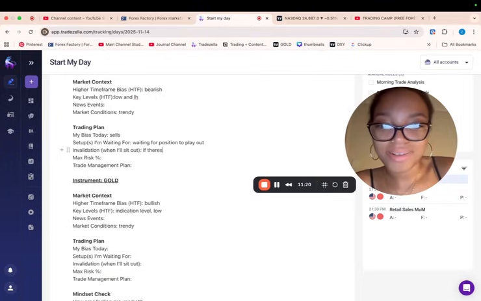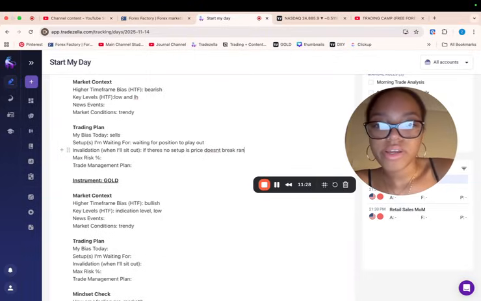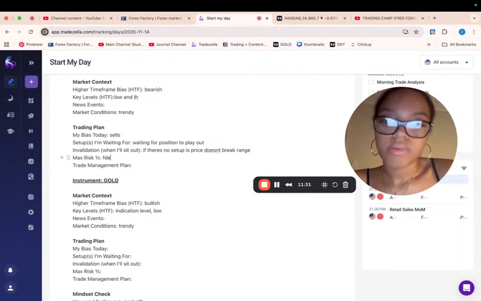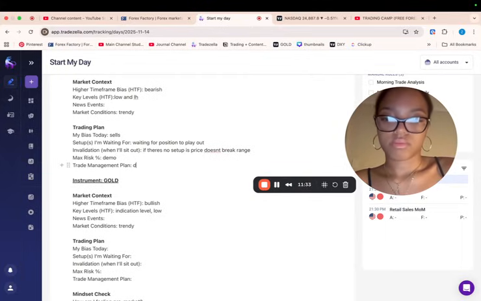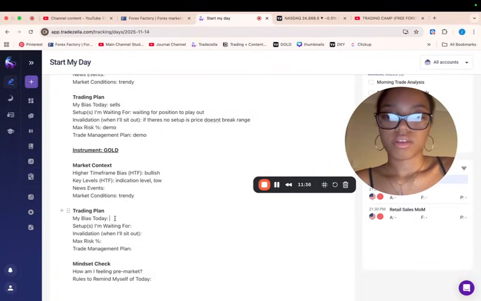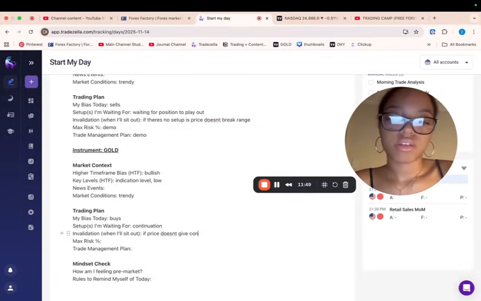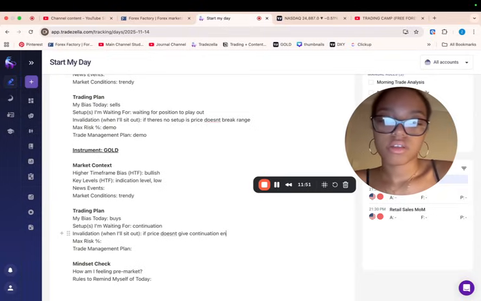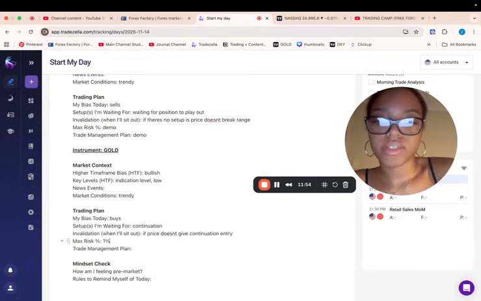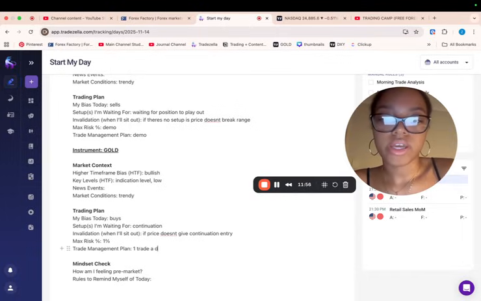If there's no setup, if price doesn't break the range, max risk is demo. My bias today is buys, setups I'm waiting for the continuation. Invalidation: if price doesn't give an indication, doesn't give continuation. Entry, max risk is 1%. Trade management, 1 trade a day.